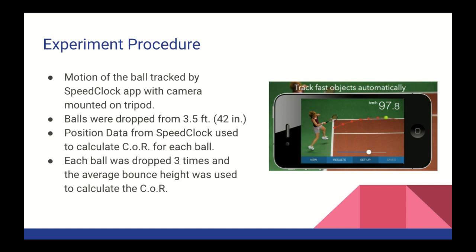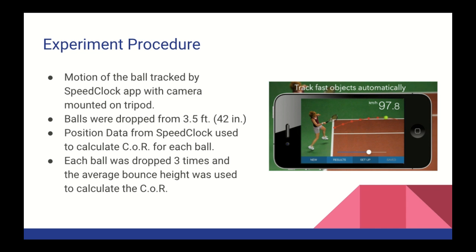So the experiment procedure went something like this. The motion of the ball was tracked by the Speed Clock app, which was downloaded onto my phone, and the phone was mounted on a tripod that was fixed a certain distance away from all of the balls that I dropped. This distance was kept constant at 6.5 feet.